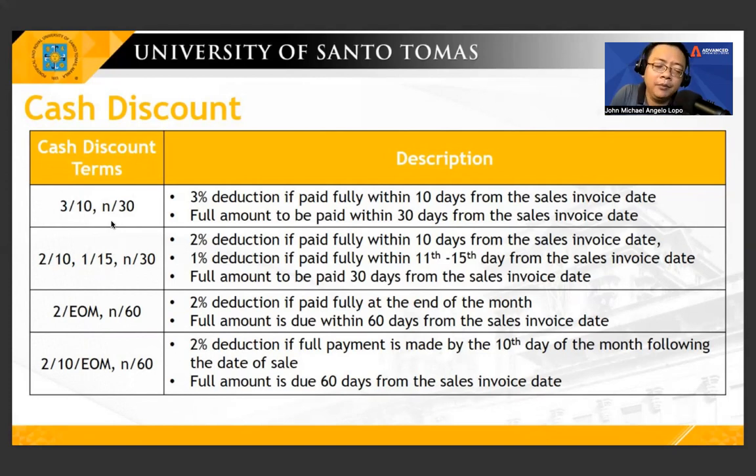Okay. Pag sinabing 3 tenths and 30, you are given 3% discount if you will pay within 10 days. Okay? And the credit terms is to be paid on 30 days. Okay, again, you are given 3% discount if you will pay it within 10 days. Full. Okay? From the date of the invoice date. No? Then, the credit terms is 30 days. Okay? Beyond that, you will pay for penalty.